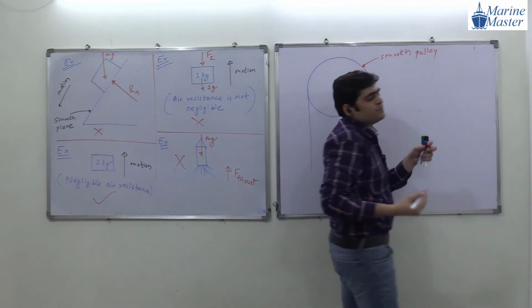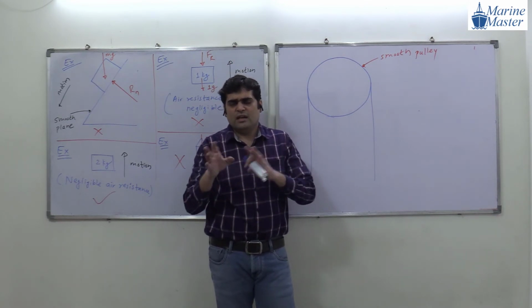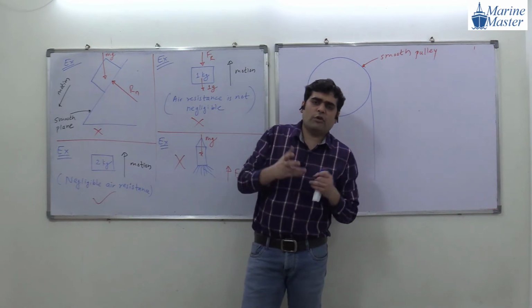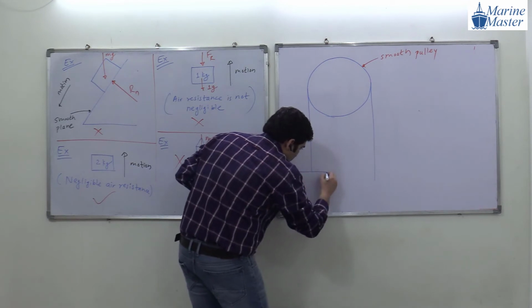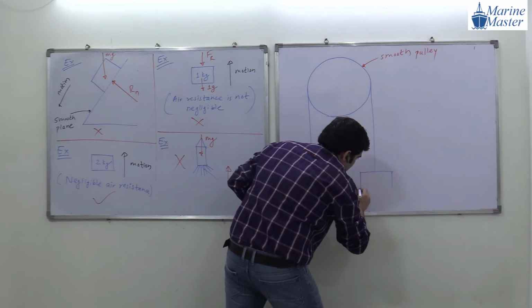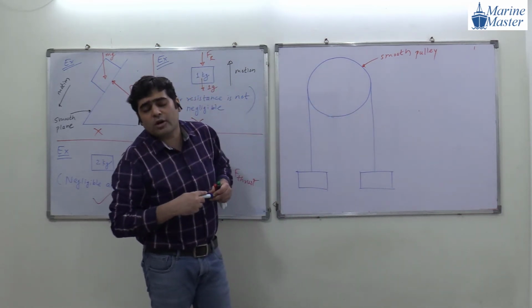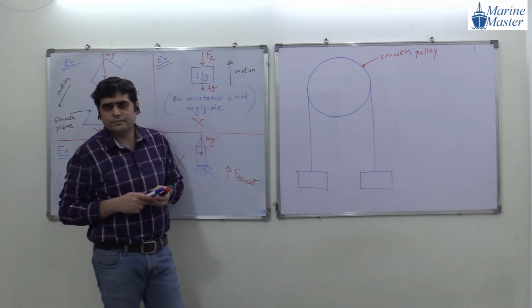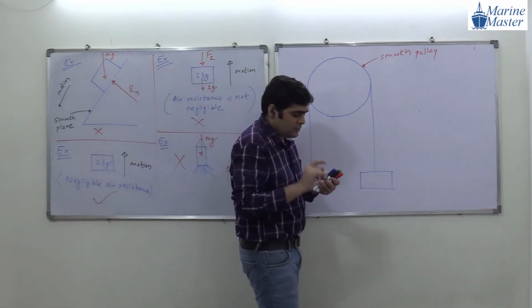Whenever there is a smooth pulley, what did we study in the friction chapter, in the previous chapter? What is the importance of a smooth pulley? Can anyone tell me? Okay, no friction, but what is its importance? Both the side tensions will be the same.